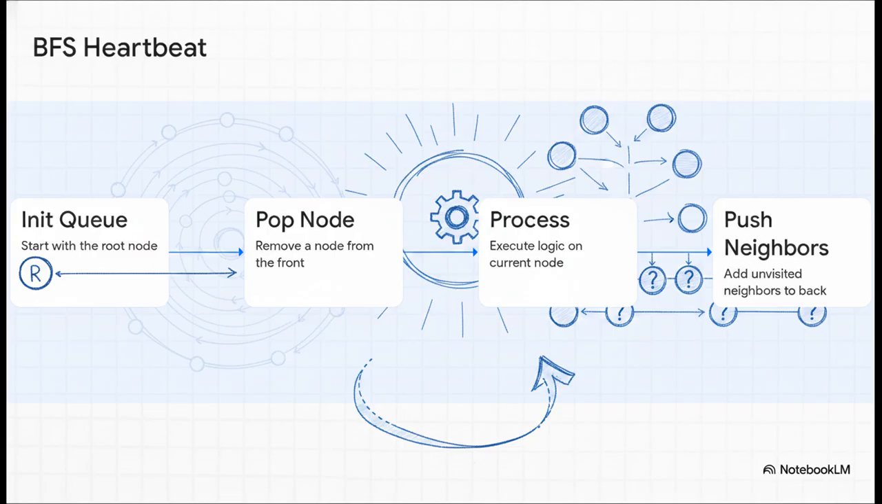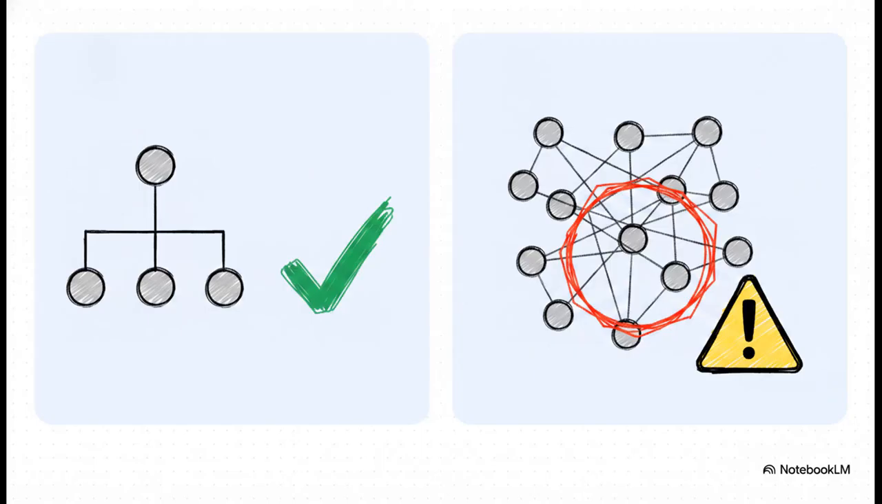Step 1, initialize your queue with the root. Step 2, pop a node from the front. Step 3, process that node. And Step 4, push all of its unvisited neighbors to the back of the queue. Then you just repeat. This strict FIFO behavior guarantees we will always find the absolute shortest path in any unweighted structure.